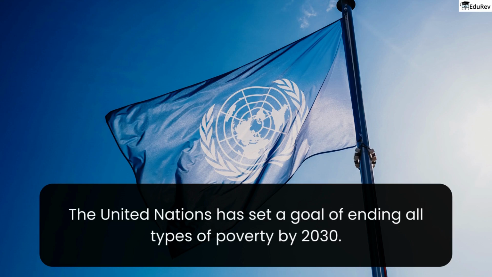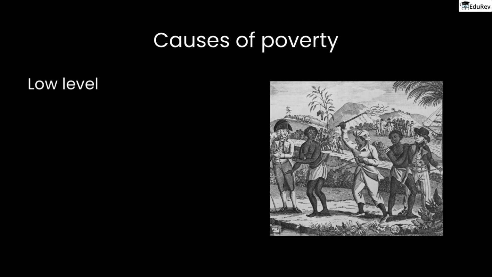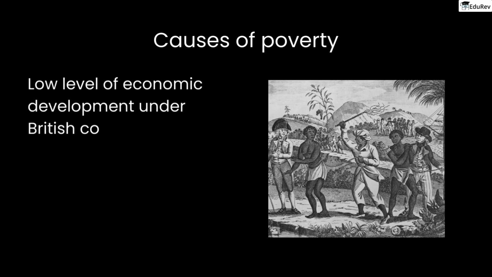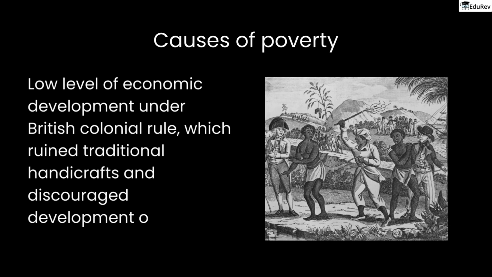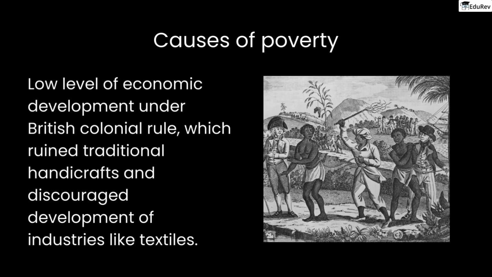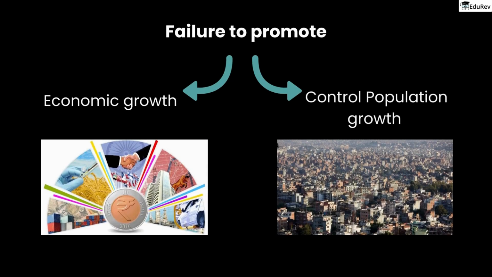We have discussed so much about poverty, but what exactly are the causes of poverty? Poverty in India has many causes, including the low level of economic development under British colonial rule, which ruined traditional handicrafts and discouraged development of industries like textiles. The failure to promote economic growth and control population growth perpetuated the cycle of poverty.